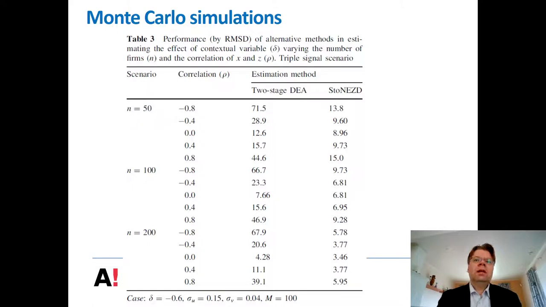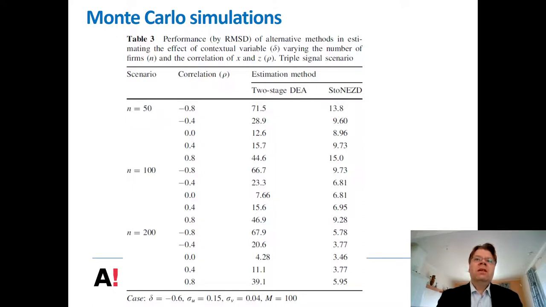And we see that, of course, this one-stage StoNED approach is superior in every scenario compared to the two-stage DEA. And in both cases, we notice that when the absolute value of the correlation rho is big, either negative or positive, the best scenario is when the correlation with the inputs is zero. So that's the middle case, 0.0 correlation. And in that case, both two-stage DEA and StoNED perform better.